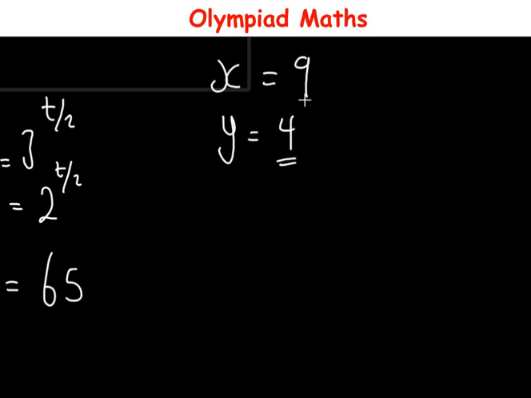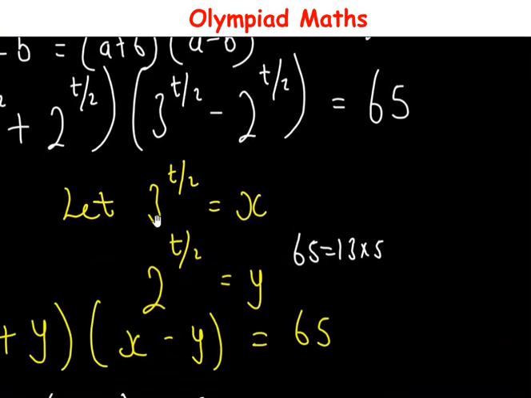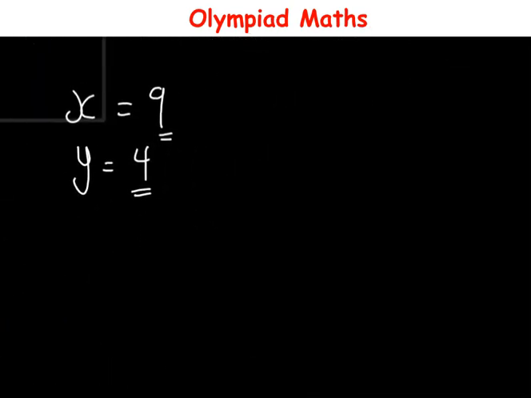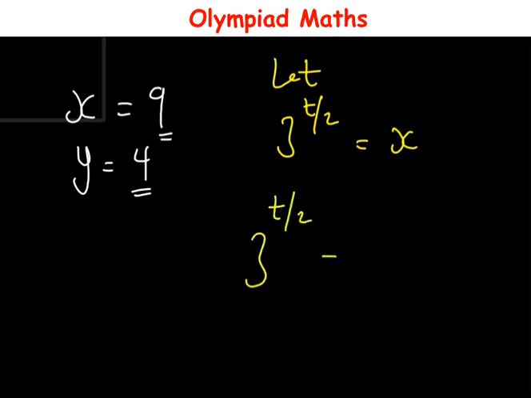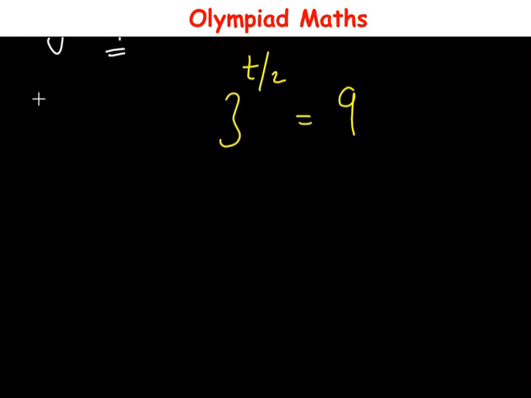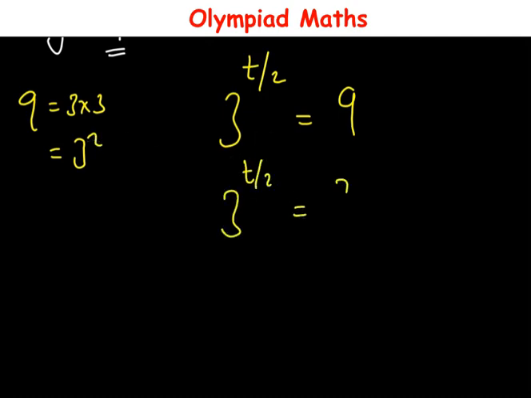But that is not all. We have to solve for the value of t. Now, recall that we said right here, let 3 raised to power t over 2 equal x, right? So in putting the value of x as 9 into this, let us then solve for the value of t. So 3 raised to power t over 2 is equal to x, which is 9. Now we can express 9 as 3 times 3, and this is equal to 3 squared. So this becomes 3 raised to power t over 2 is equal to 3 squared.